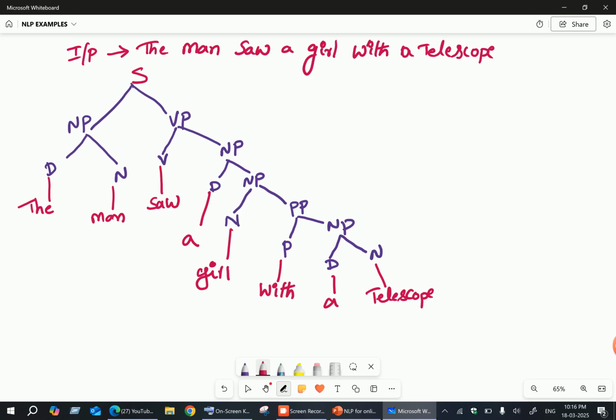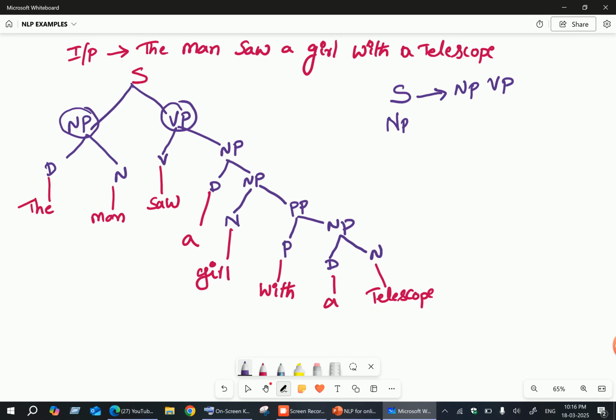Like this. First we'll take the sentence. So sentence is following noun phrase and verb phrase, right? Noun phrase and verb phrase. That one you need to write here. Noun phrase and verb phrase, right?